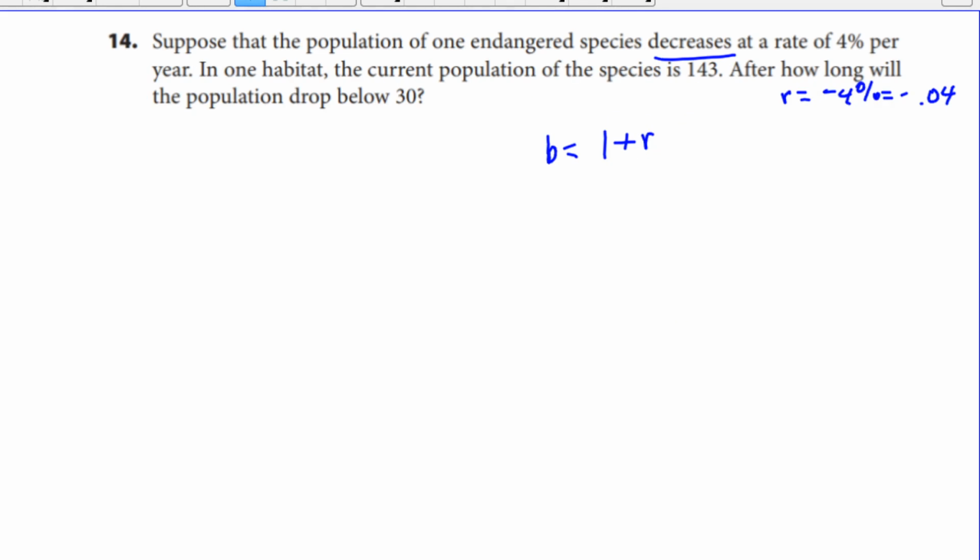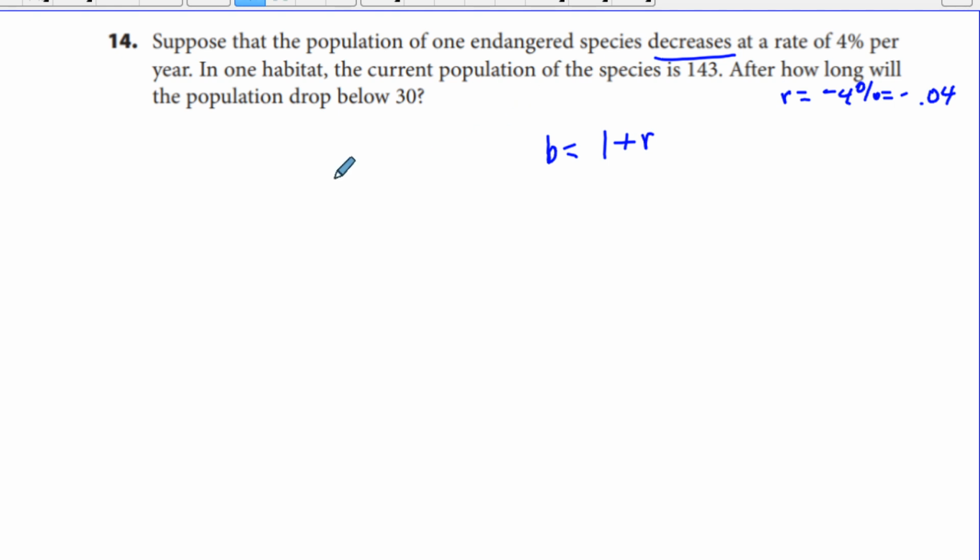Okay, number 14, we have this one here. Suppose the population of one endangered species decreases at a rate of 4% per year in one habitat. The current population of the species is 143. After how long will the population drop below 30?